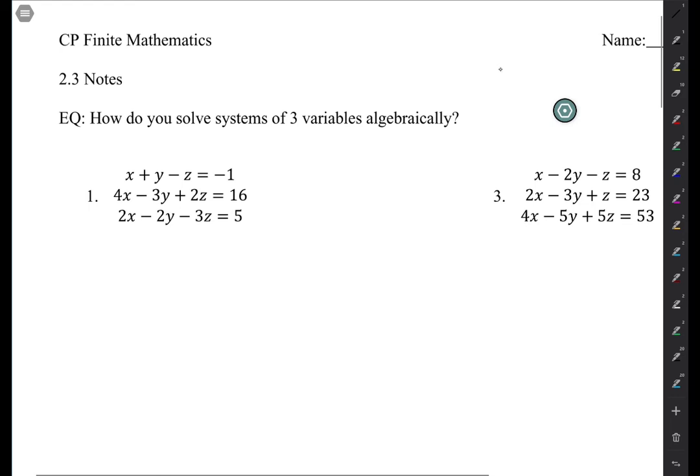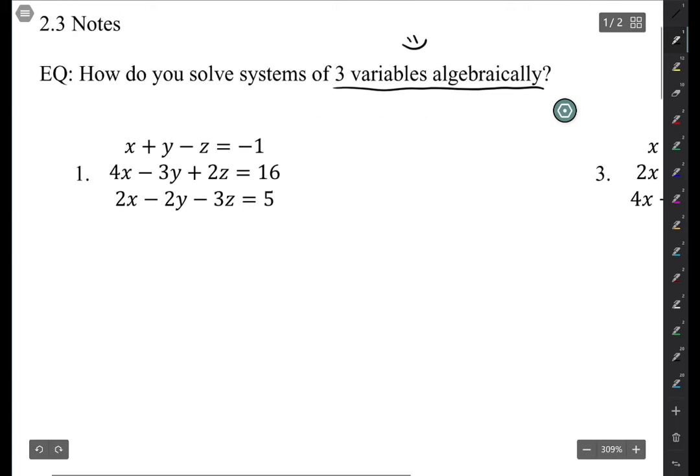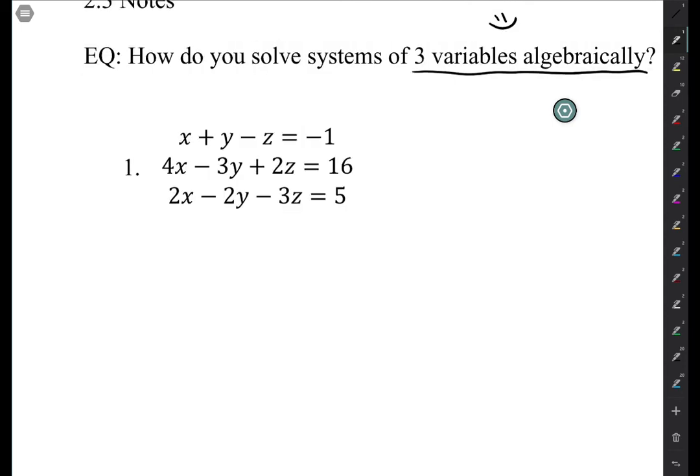All right, CP Finite, welcome to lesson 2.3. This time, look at these systems of three variables. Here's where it might start to get a little challenging, but watch these examples and, of course, try your very best. So, with systems of three variables, you have some different options to solve these algebraically, okay?